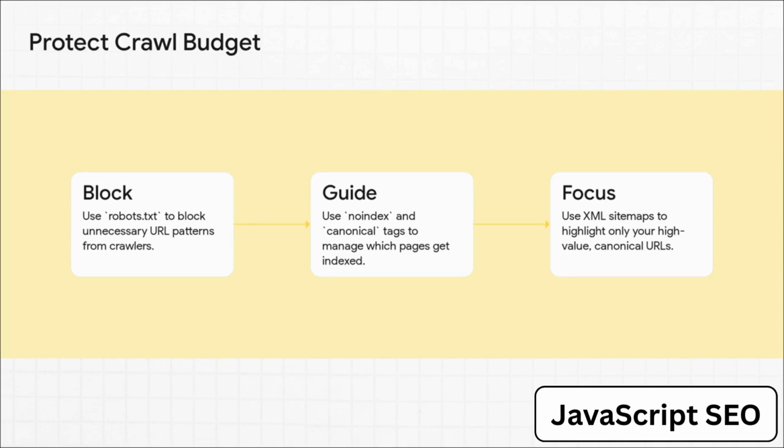So how do you protect that budget? It's a three-step process. First, you block crawlers from low-value areas, like those search filter results, using a simple file called robots.txt. Second, you guide them on the pages they can access. Using a canonical tag, for instance, tells Google, hey, of these 5 similar pages, this one is the real one. And finally, you focus their attention with a clean XML sitemap, which is basically a treasure map that points directly to your most important stuff.